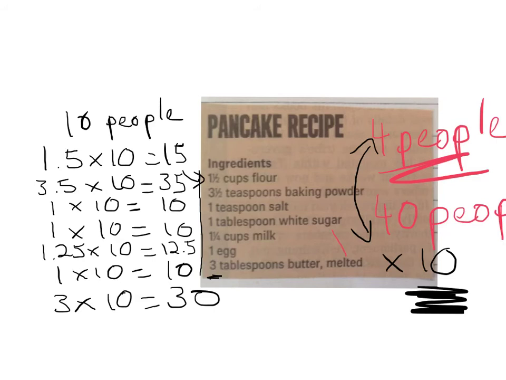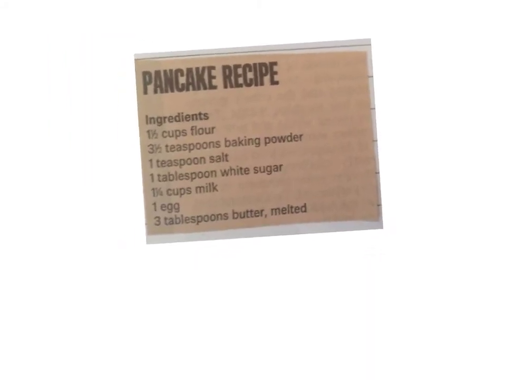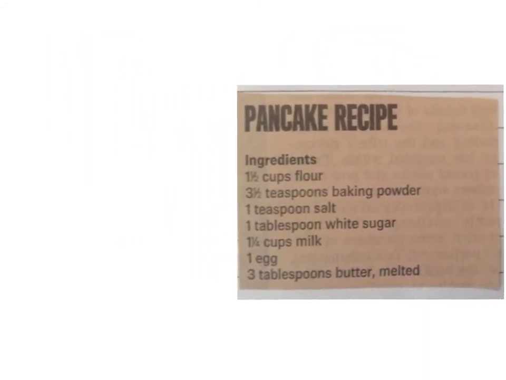Let's take a look at another example. This time, let's make this slightly easier, because 40 people is a bit extreme. It's a lot of pancakes and a lot of ingredients and a lot of frying pans and a lot of ovens to be able to do that with. Slightly unrealistic.